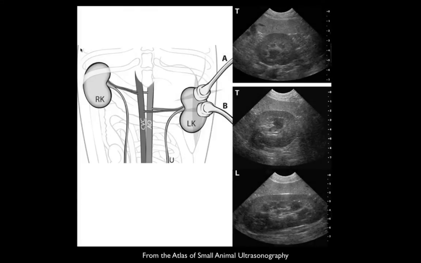Ultrasonographic assessment includes sagittal and transverse plane through each kidney. On the right, we see the corresponding images of the transverse scan through the cranial pole and center portion of the kidney on A and B, respectively. The spleen is present in the near field on these two images.